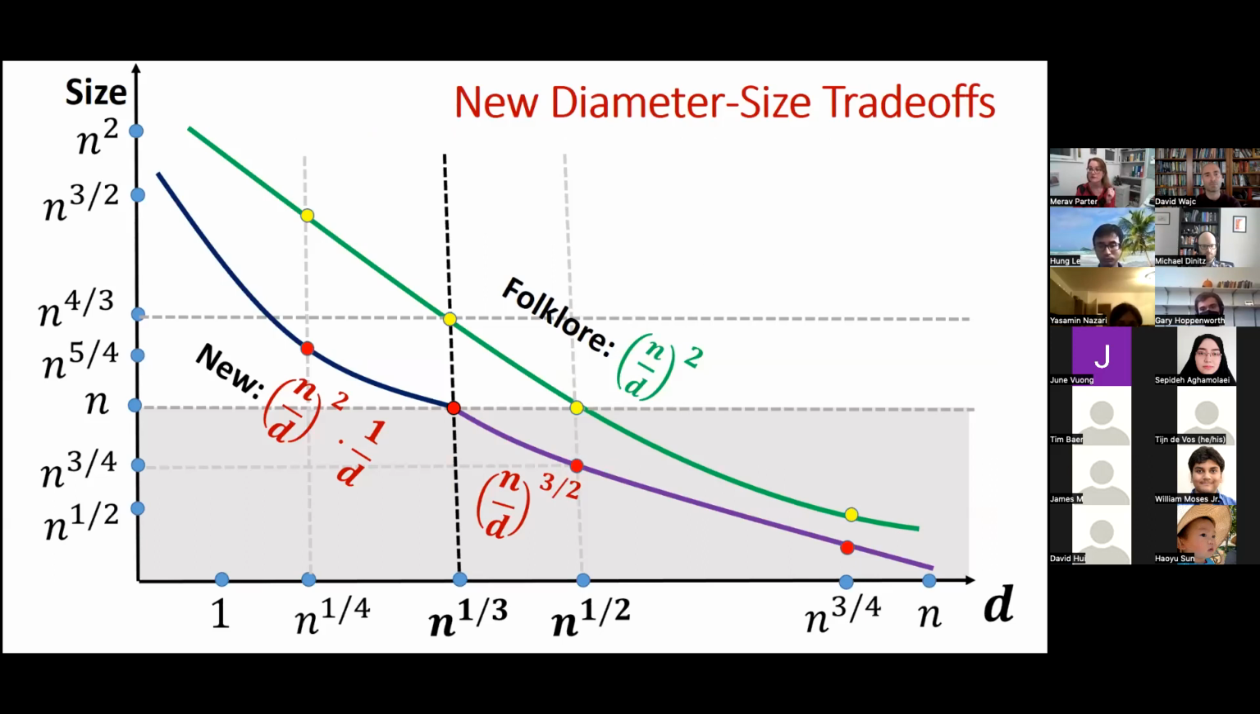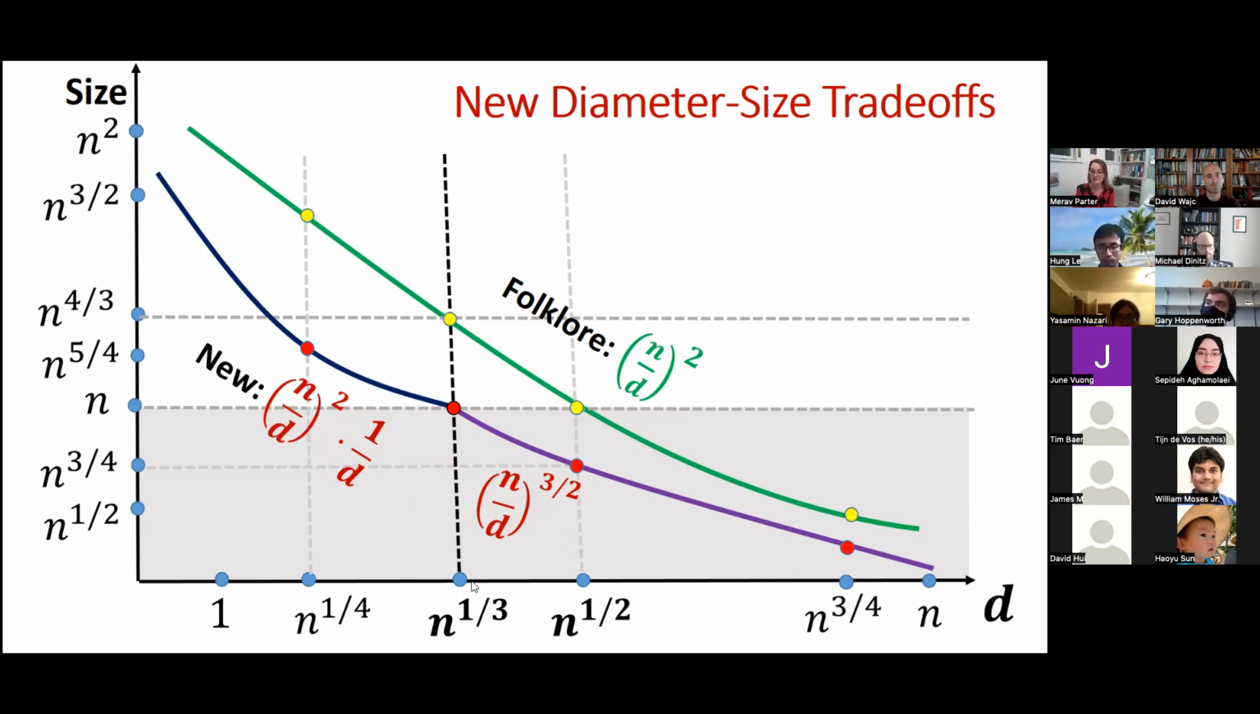Okay, so here we have this schematic representation. On the x-axis, we have the diameter, and on the y-axis, we have the size of the shortcut. And the green curve provides us the folklore algorithm, right? It looks like n over d squared, okay? And now in our algorithm, we look at this curve of n to the 1/3. Below that, the size of the shortcut is superlinear, okay? But it looks something like n over d squared, which is what we get from the folklore, times 1 over d. So it's strictly better in that regime.